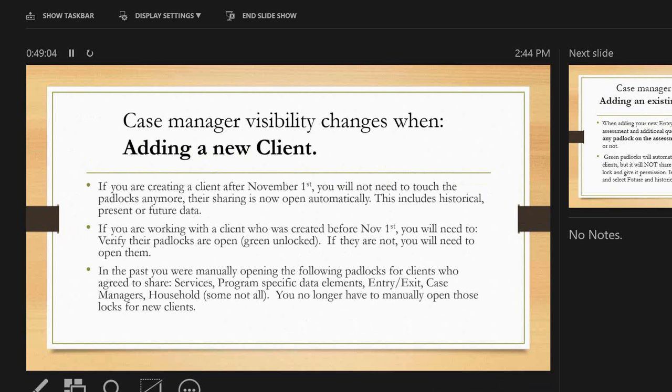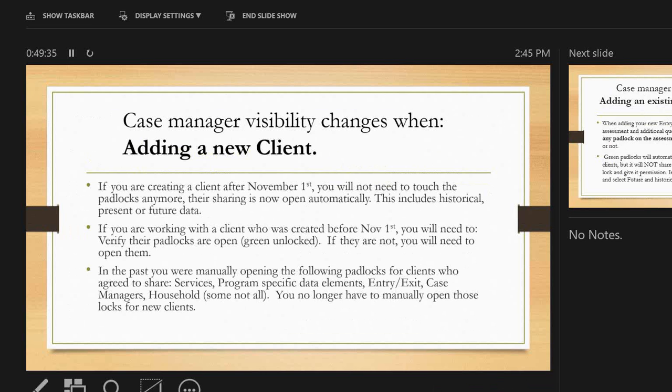If you're working with a client who was created before November 1st, you will still need to verify that their padlocks are open to make sure that their information is going in correctly. And if they're not, you will still have to go in and manually open them. The system on November 1st will not automatically open anything that's already closed. We know that anyone entering the system after November 1st has automatically given permission to share the information that goes into HMIS, but the system is very cautious and will not assume we have permission until we specifically tell it we do. So that's a good thing.